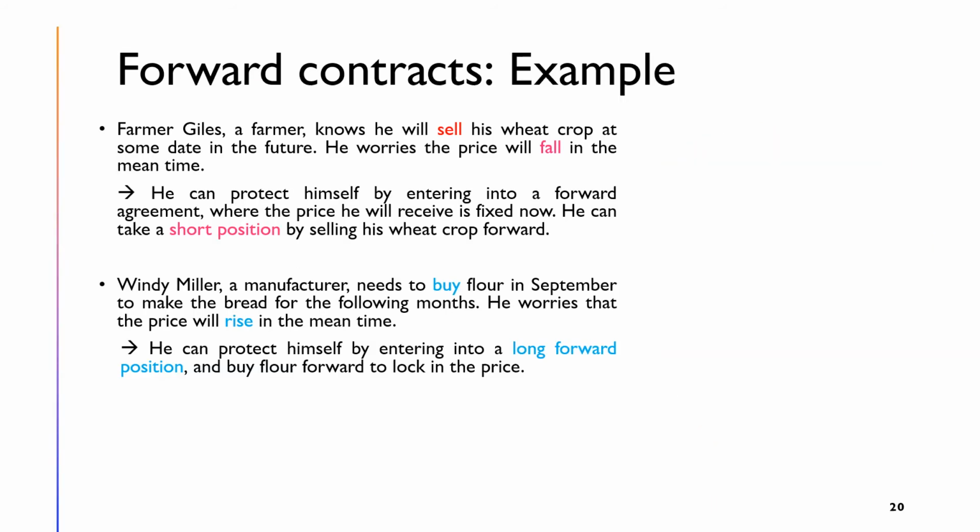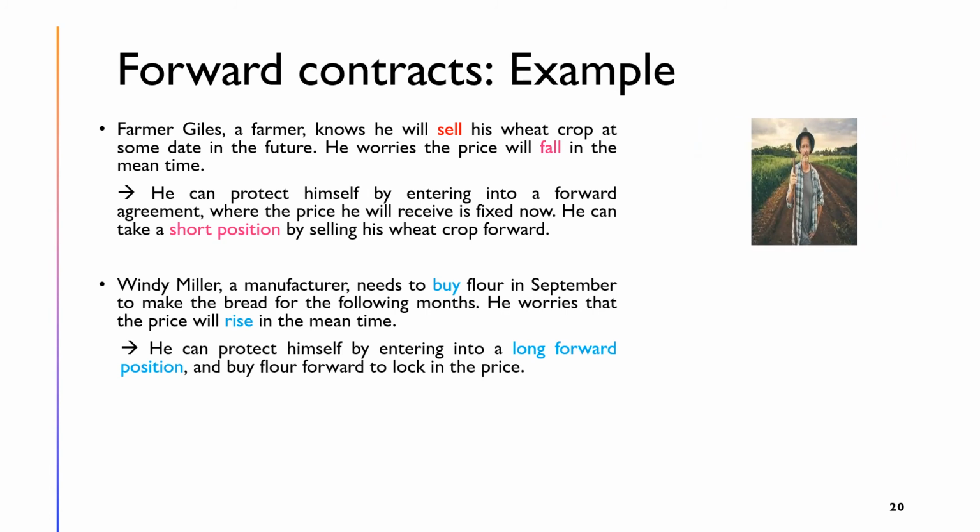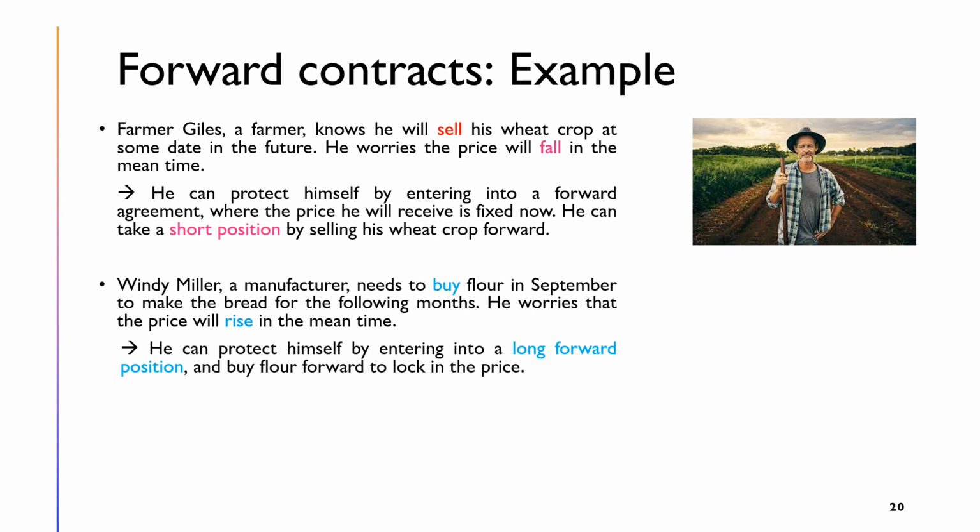Let's look into more examples of how a forward contract can be used for hedging purposes. A farmer who needs to sell his wheat crops at some date in the future can protect himself from a price fall by selling a forward contract.